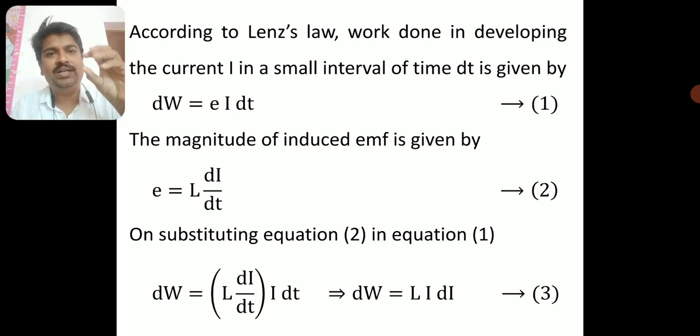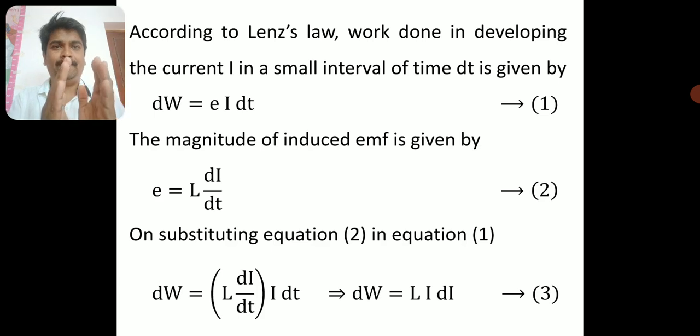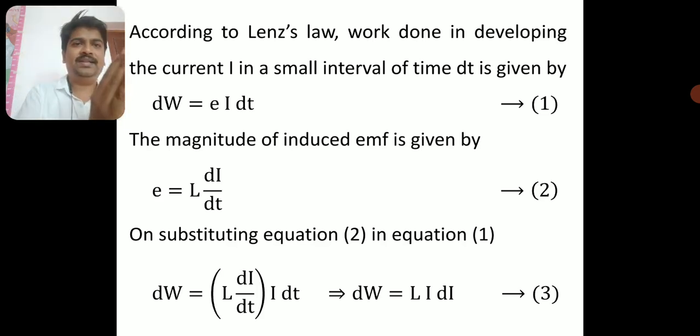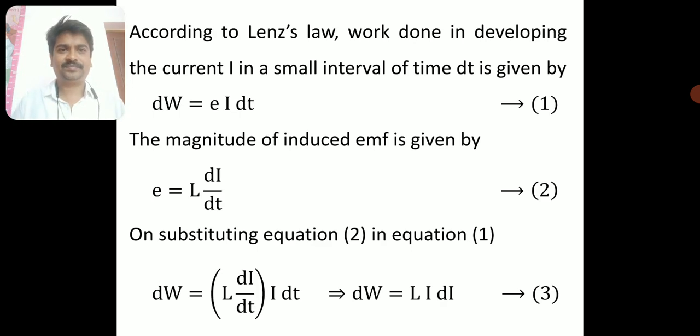I got this work done equation as dW is equal to E, and instead of the induced EMF E, I am writing L into di by dt, multiplied by the current I and dt. I dt will remain the same. Now dt cancels, so dW is equal to L i di. I got the small work done, dW is equal to L i di. This is the very small work done for a short interval of time dt.